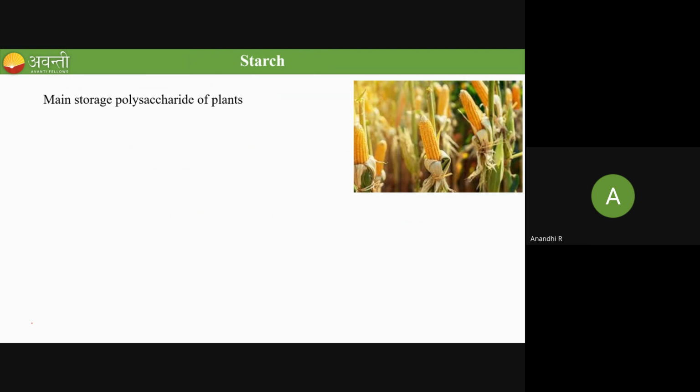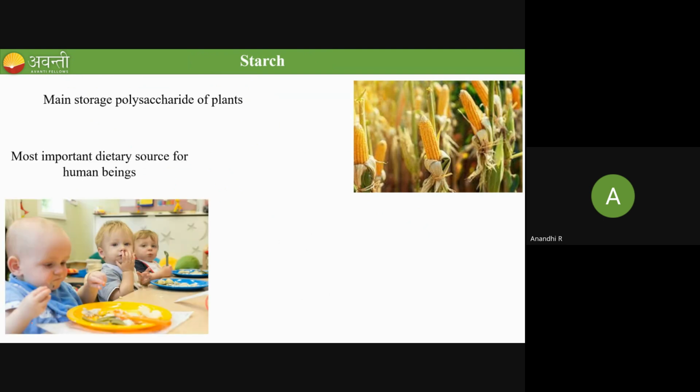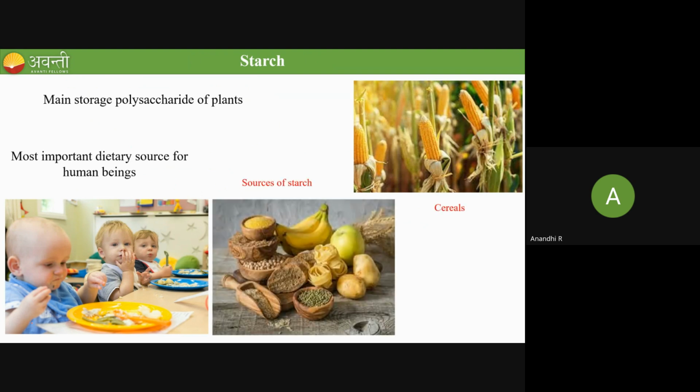So the main storage polysaccharide of plants is starch. Thank you, Devan. Thank you so much. The most important dietary source for human beings is starch again. So what are the sources of starch? All the cereals, roots, tubers, and vegetables consist of starch. These are just the general introduction about starch.